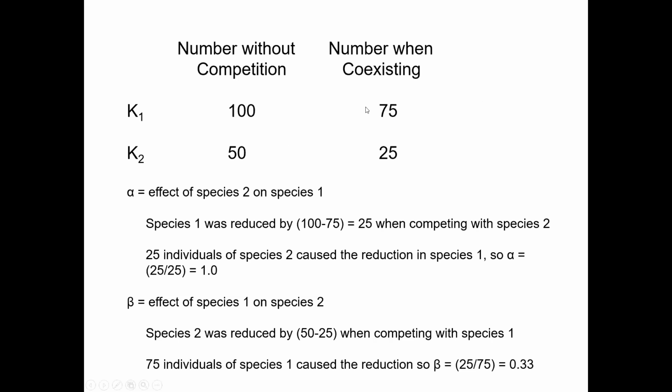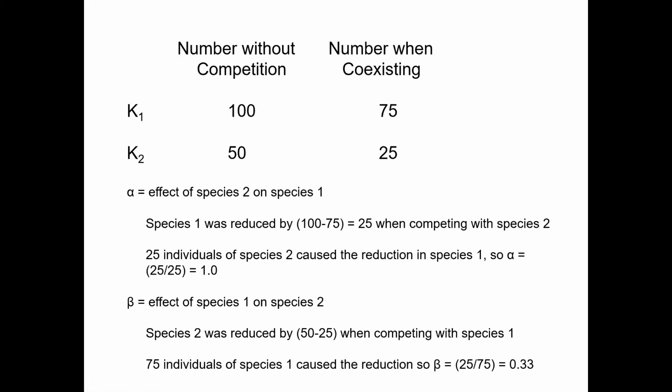All right, well, so look, alpha is the effect of species 2 on species 1. What did species 2 do to the carrying capacity of species 1? It reduced it by 25. 25 individuals caused that reduction. So alpha is 1 because each individual of species 2 has exactly the same effect on K1 that an individual of species 1 has.